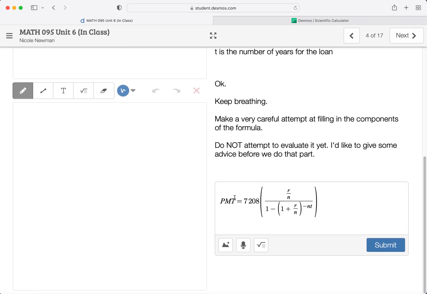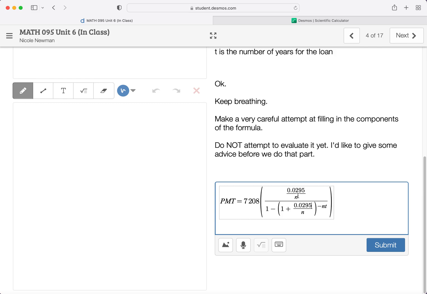So I have it started. I have the 7208 for the loan amount already filled in. The interest rate was 0.0295, and that goes in a couple spots. The n was 12 because we want to make monthly payments, and that's very common out in the world. So the 12 gets repeated in the fraction that's in the numerator, in the fraction that's in the denominator, and then also in this exponent. And then the time in years, that was 3 years. So I have to get that to be multiplied by 3 up there.